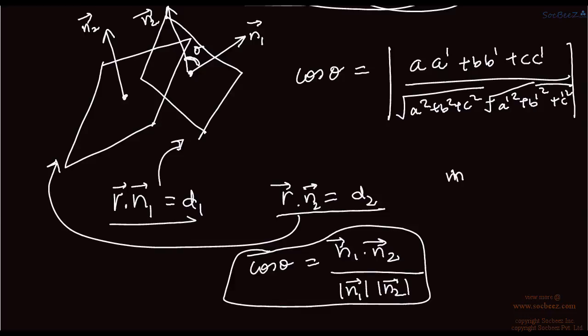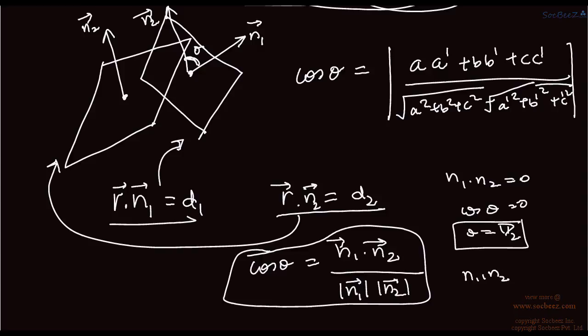Now if n1 dot n2 is 0, then cos theta will be 0. This implies theta will be pi by 2. That is, there is a 90-degree angle between n1 and n2. That means the planes are perpendicular.